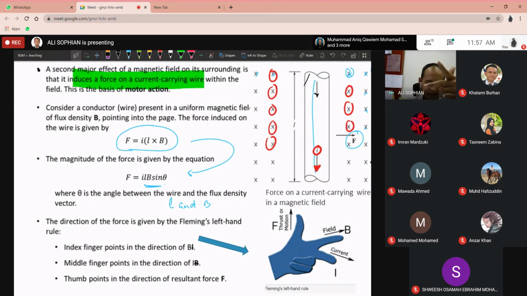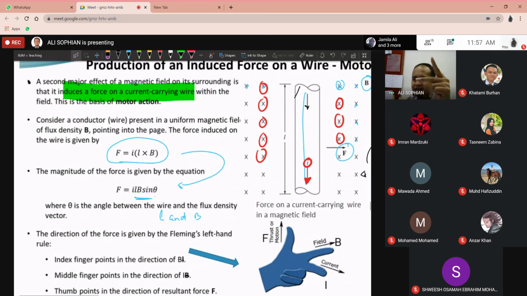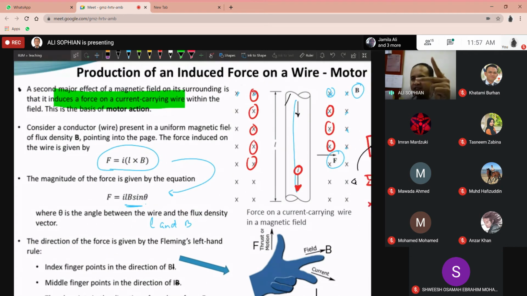Right. Okay. So please remember, we use the left hand when we talk about induction of force. Because later we have induction of voltage, and then we have to use the right hand. This is for the left hand side. We use it when we talk about induction of force, and induction of force happens if you have B and I. So you've got B and I, then you will have induction of force. This force will be induced.